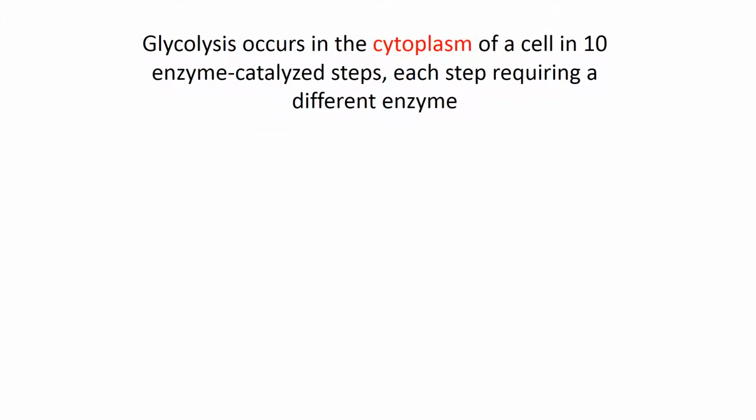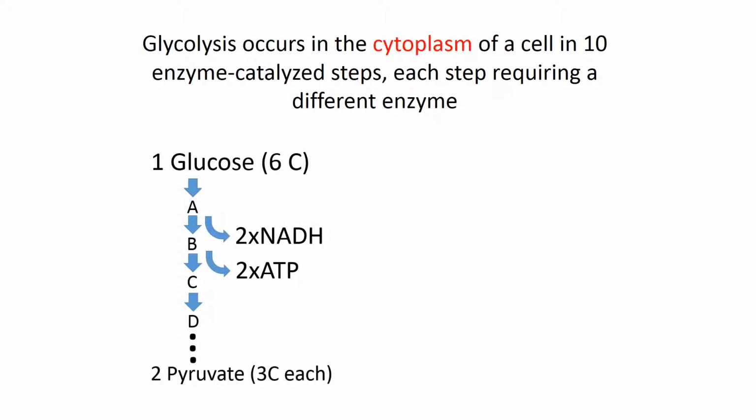So again, getting back to the actual process of glycolysis, glycolysis occurs in the cytoplasm of a cell in 10 enzyme-catalyzed steps, and each one of those steps requires a different enzyme. Okay, here we have glucose, which is a 6-carbon molecule, and in many steps, 10 of them, eventually producing 2 pyruvates on the bottom here, each with 3 carbons. That results in the net synthesis of 2 molecules of NADH and 2 molecules of ATP.